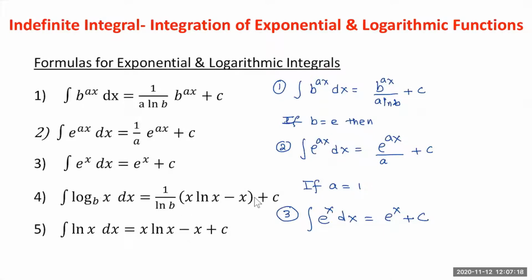Also in this formula, if you plug in b equal to e, then it will be log with base e, which is the natural log of x dx, and that will be x natural log x minus x over the natural log of e, which is 1. So that will be the formula. So these are the 5 important formulas that we'll be using in solving the examples today. So let's begin with the first example.